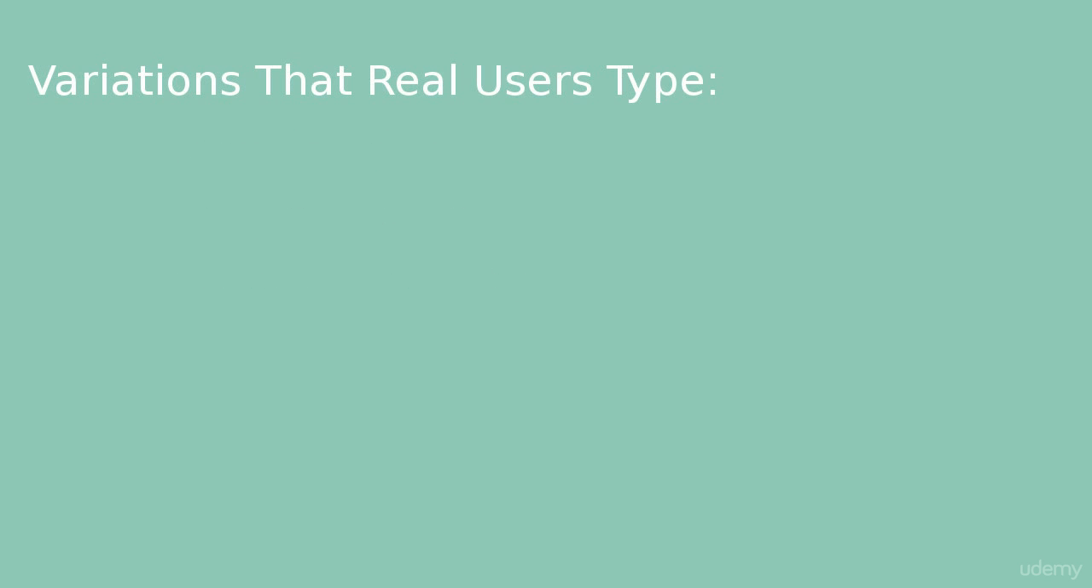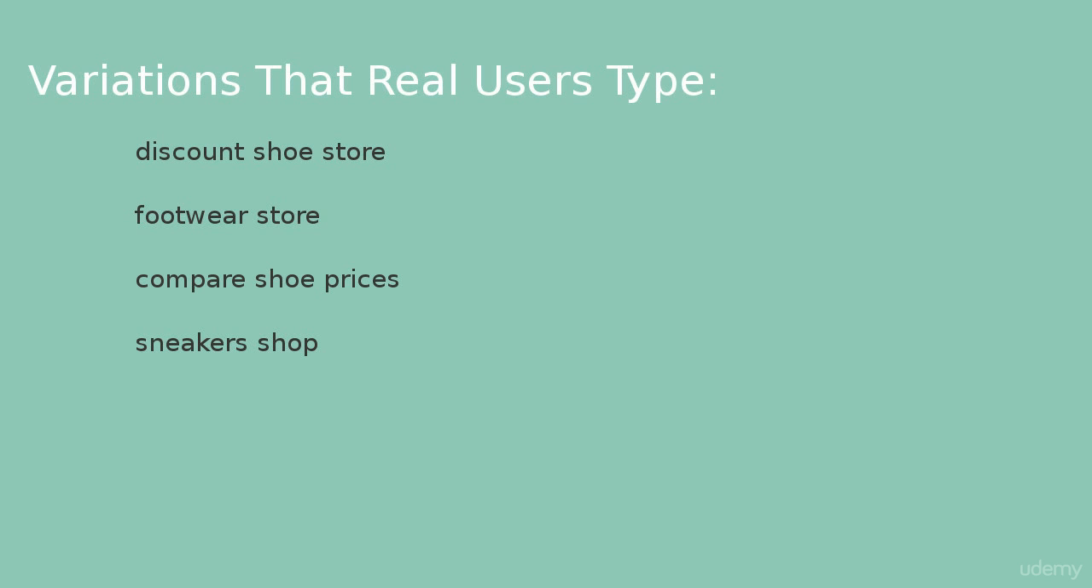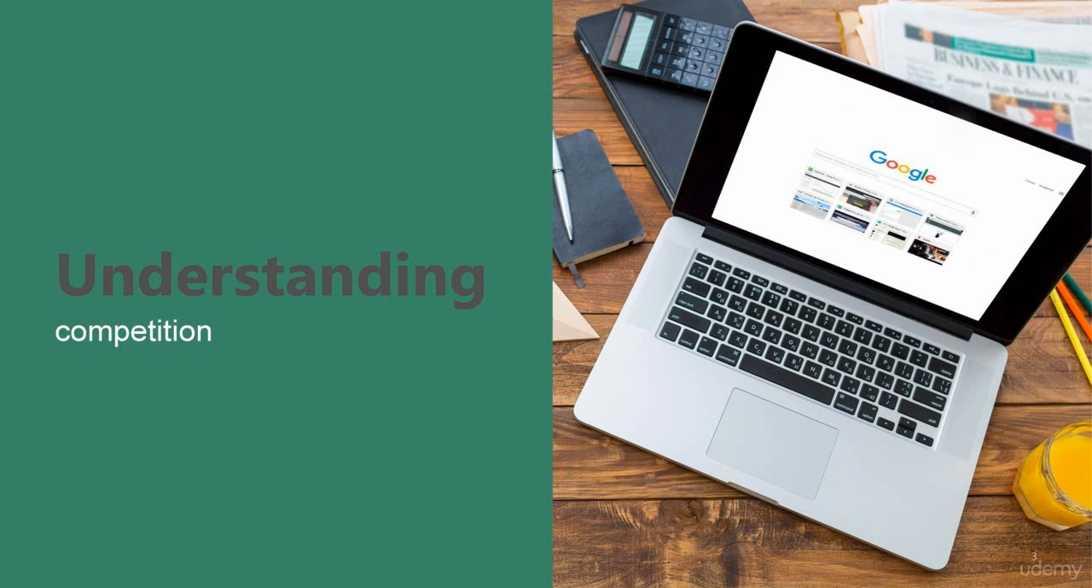First, you're missing out on a lot of search phrases that use different words. There are lots of ways a person might search for the same information. They might type discount shoe store, footwear store, compare shoe prices, or even sneakers shop. If you only use suggestions from the AdWords tool, you'd miss all of these variations.